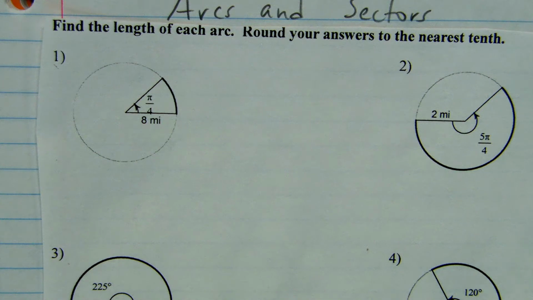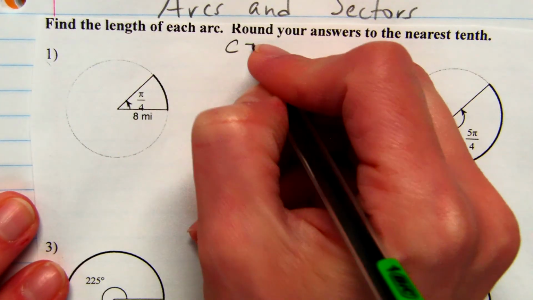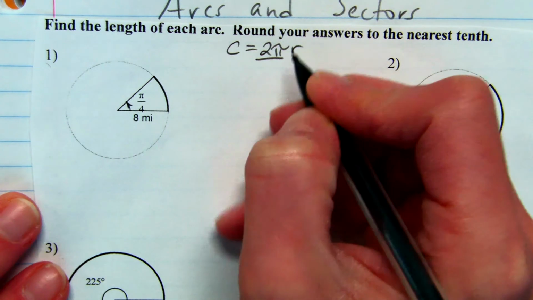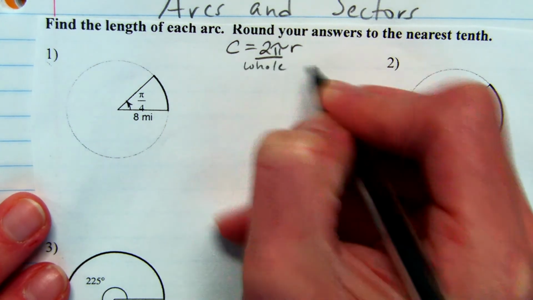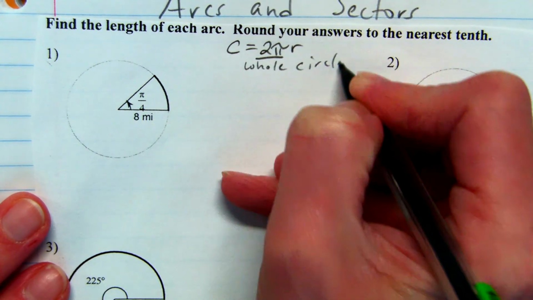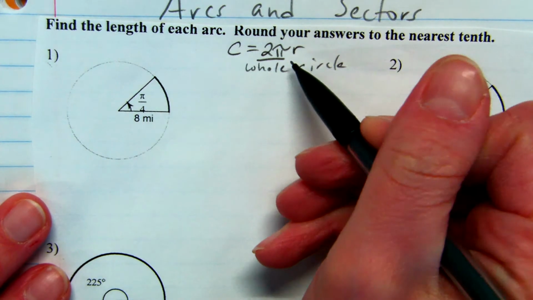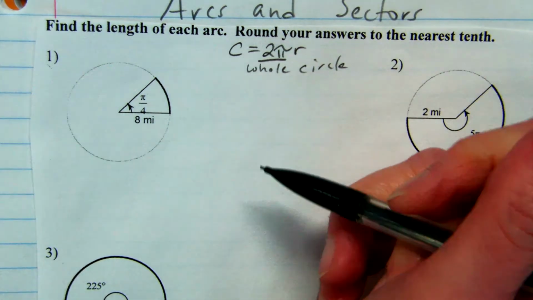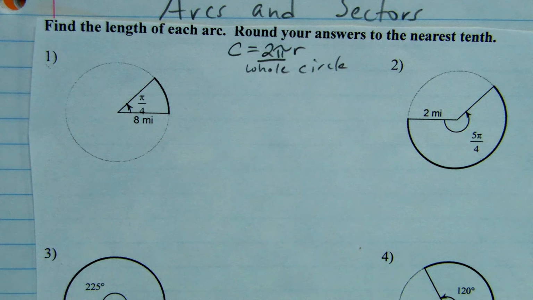All right, so we talked a little bit yesterday about where the circumference formula came from, the 2 pi r. If you have the whole circumference of a circle, it's 2 pi r, 2 pi being the whole circle, the angle that goes around a whole circle. Well, it turns out you can replace 2 pi with other angles in radian form to find out an arc length.